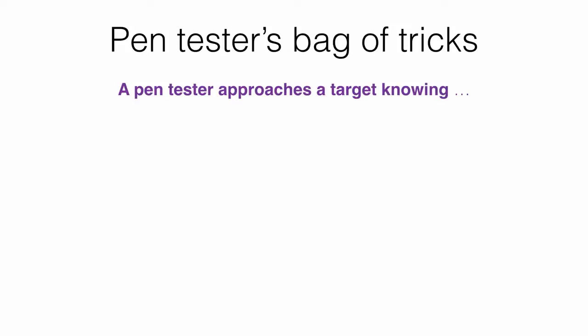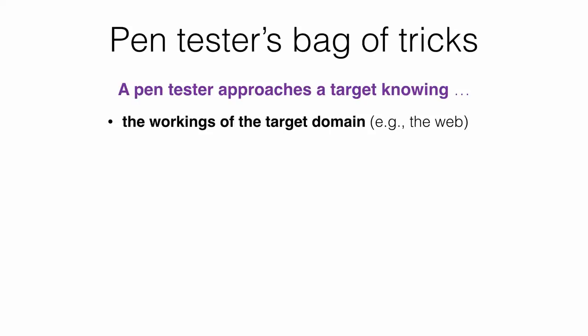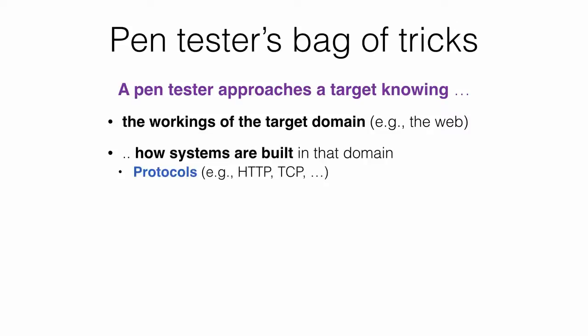What's in a pen tester's bag of tricks to make him successful at that job? Well, a penetration tester needs to approach a target knowing a lot about the target domain. For example, if the pen tester is attacking web applications, then the pen tester needs to know a lot about how the web works. You also need to know how systems are built in that domain. For example, what protocols allow applications to communicate. For the web, that's HTTP and TCP and IP.